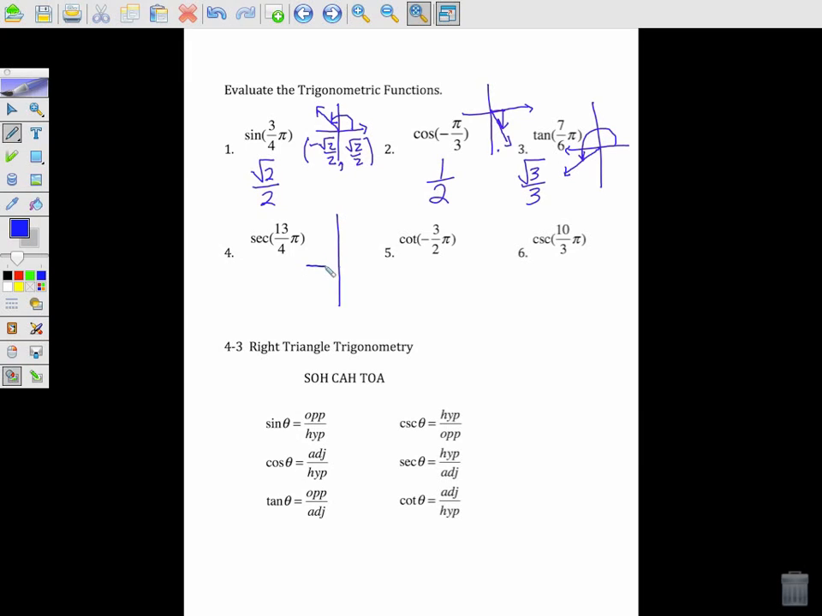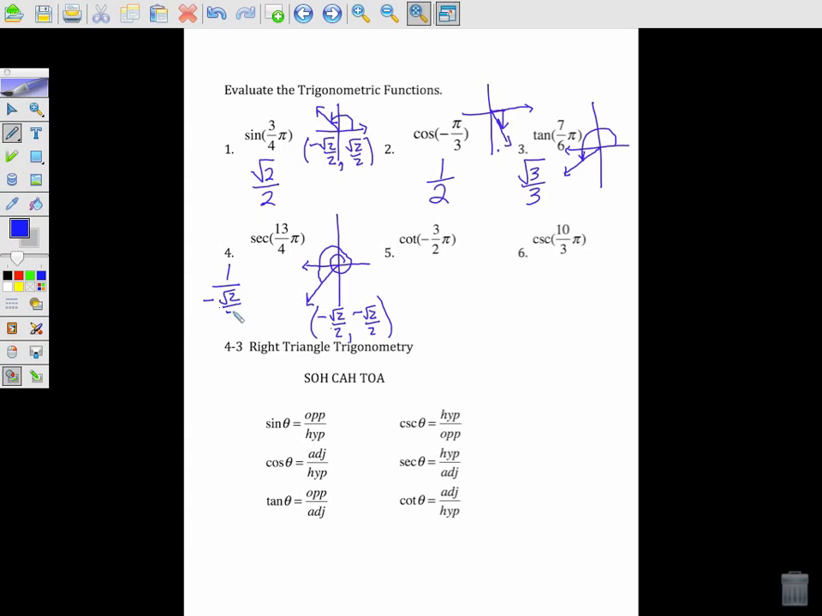All right, we are looking for secant of 13/4 pi. We know that going all the way around the circle would be 8/4, and then this is 12/4. So 13/4 would be in my third quadrant. And the ordered pair there in that third quadrant, they're both negative, -√2/2, -√2/2. And if I do secant, secant would be 1 over the x.